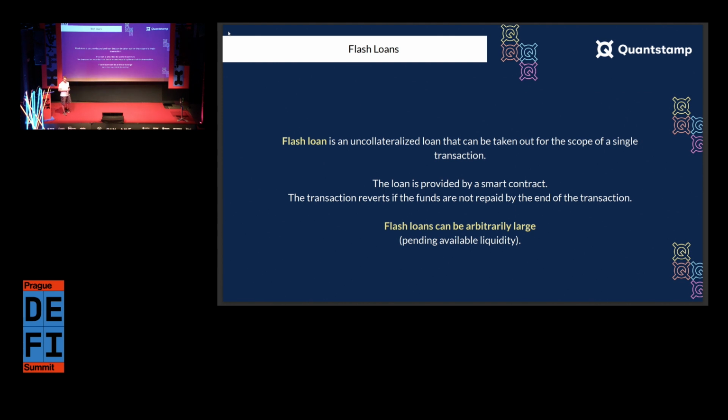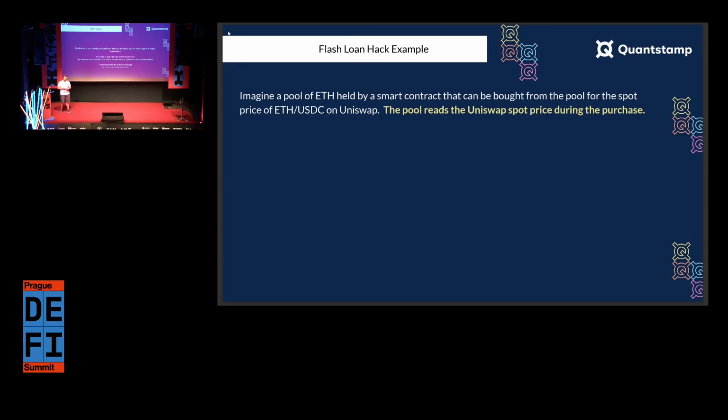And if that loan was indeed repaid, it's fine. And if it was not, then it actively reverts the transaction. That's the reason why flash loans can provide arbitrarily large amounts of money, really a lot of money, and they can be certain that this money is going to be repaid. Okay? So, pending liquidity, flash loans can be arbitrarily large, and therefore they can be used to do various stuff in the market that people did not really intend.